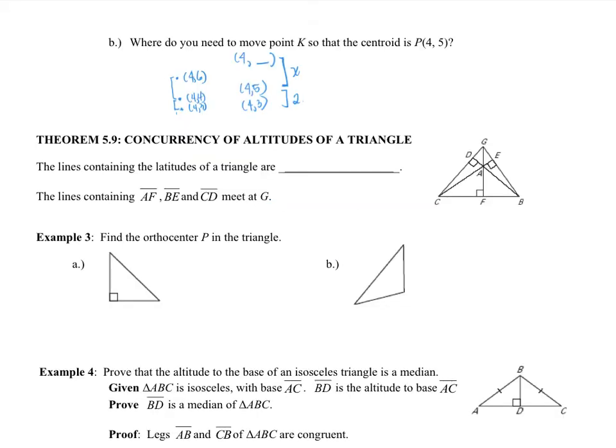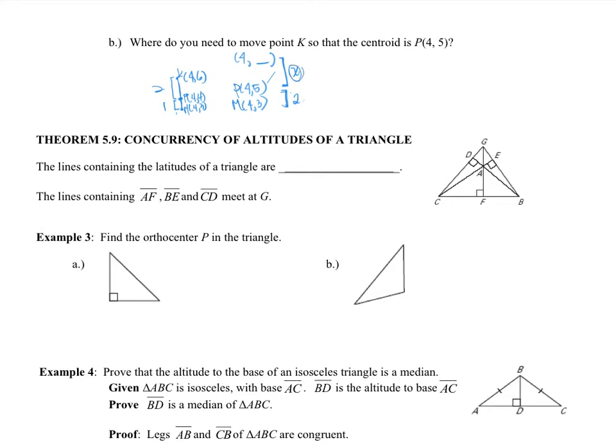Part B. Where do you need to move point K so that the centroid is at point (4, 5)? Well, originally the triangle, if you let this be the median, there were 2 units between the vertex K and the centroid P, and 1 unit between the centroid P and the midpoint M. Now, when we move the centroid 1 unit up, that will increase the distance from the centroid to the midpoint to 2 units.